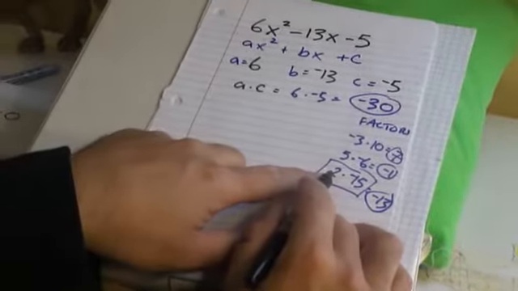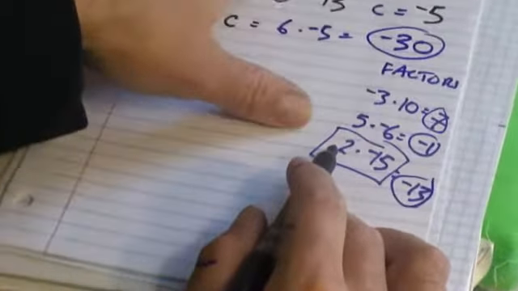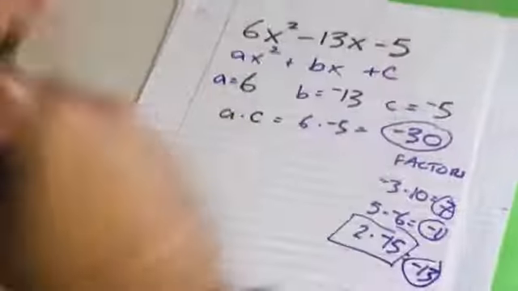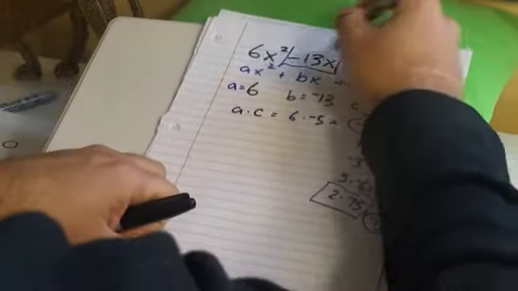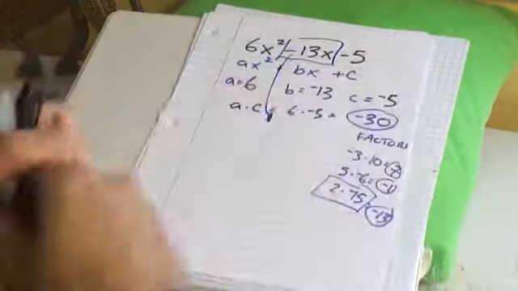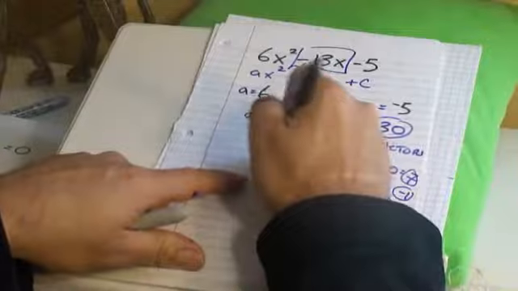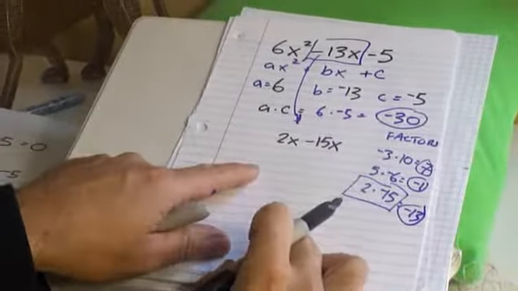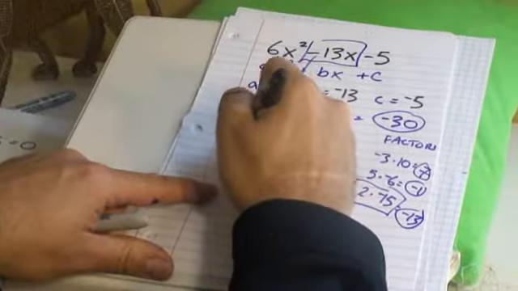Okay? So what we're going to do is take that negative 13x and convert it into 2x minus 15x. So see this B term right here? We're going to rewrite it down here as 2x minus 15x. It's the same thing. They add up to the same thing. But we're going to bring the 6x squared down.